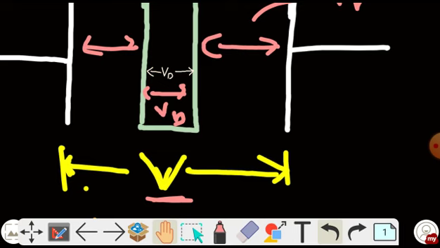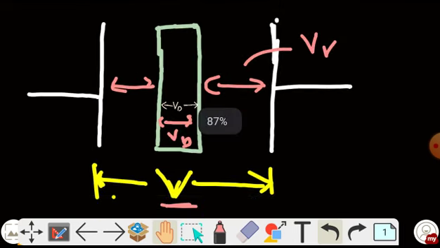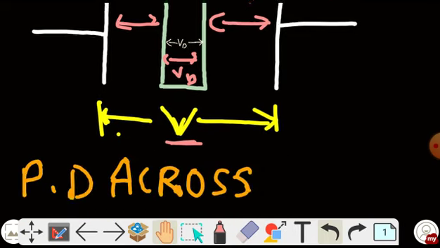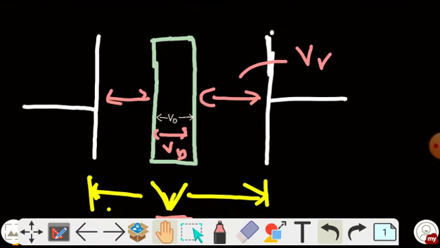So in order to find the total potential difference between the plates, we have to sum the potential drop, the potential difference across the dielectric plus the potential drop across the vacuum part. This is the key point of this question, and this is the important point. So let's find out separately first what is the potential drop in the dielectric region and what is the potential drop in the remaining vacuum region.